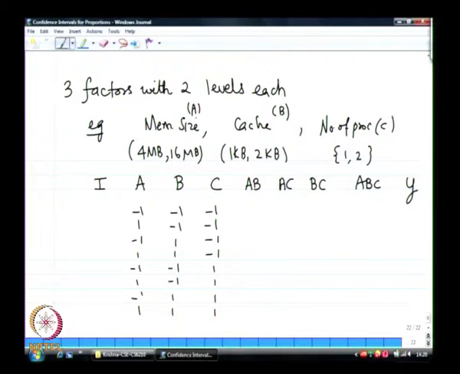Once I get this, everything else is the same. The value for I, remember to do the column-wise dot product total. So I dot Y will give you my Q naught, then column A dot Y divided by 4 will give me my QA and so on. Same steps as before, nothing complicated.